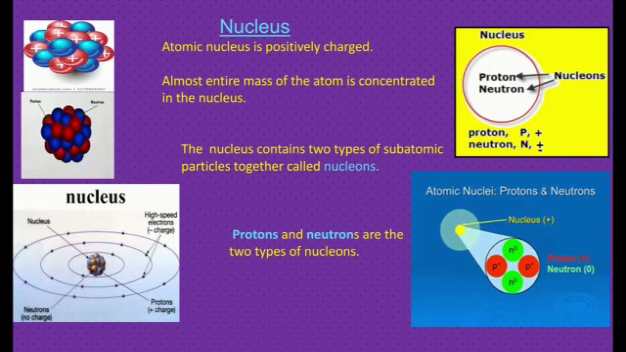First part is nucleus. Atomic nucleus is positively charged. Almost entire mass of the atom is concentrated in the nucleus. The nucleus contains two types of subatomic particles. What are they? Protons and neutrons. The protons and neutrons are together called nucleons.